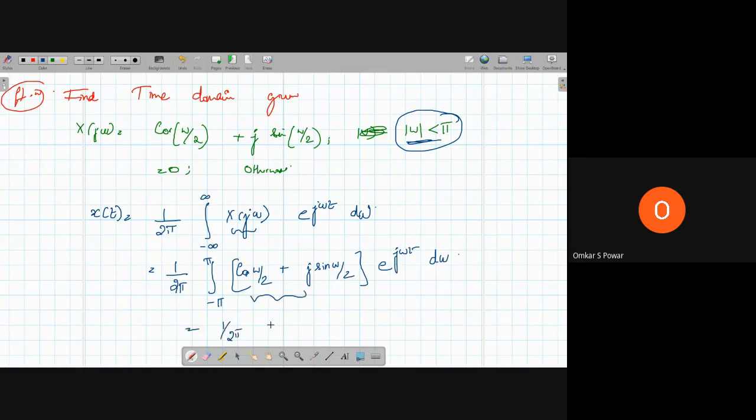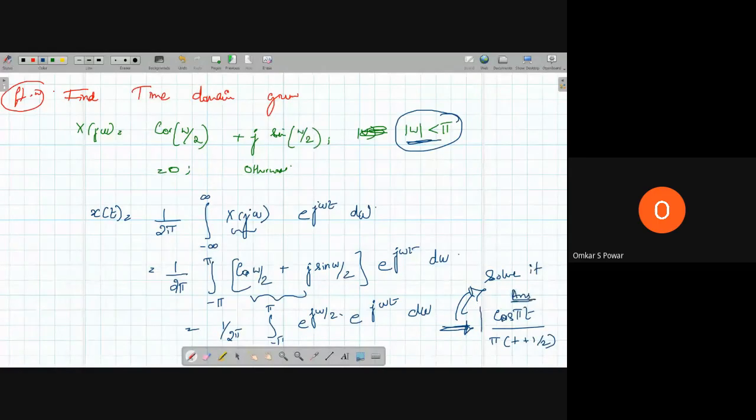1 by 2 pi integral minus pi to pi e power j omega by 2. So e power j omega by 2 is equal to cos omega by 2 plus j sin omega by 2 into e power j omega t d omega. So now you can solve this easily. So you should get the answer as cos pi t divided by pi into t plus half. So this integration you have to solve. So up till here I have given the clue. Solve this integration. So this is your answer.